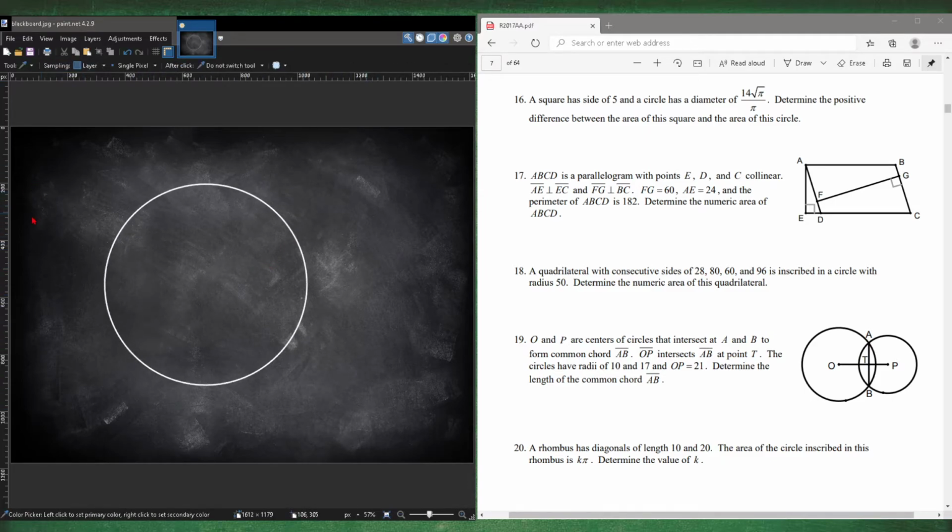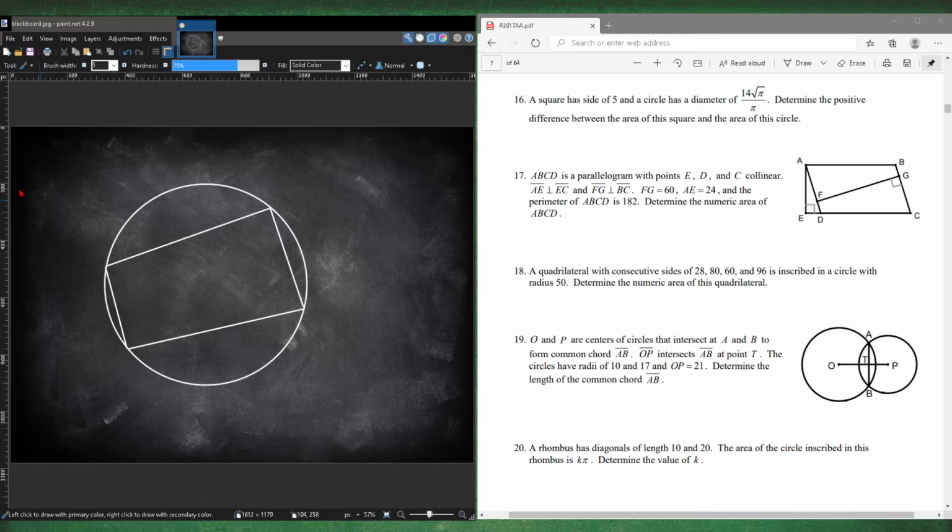I'm just drawing a diagram. When I do the math, we don't really need it actually. I'm just drawing a general thing. It's not to scale. Every single time you draw a diagram for geometry, it generally doesn't scale. And then we have 28, we have 80, we have 60, and we have 96. I just put them in the order as I saw it, so it doesn't really matter.